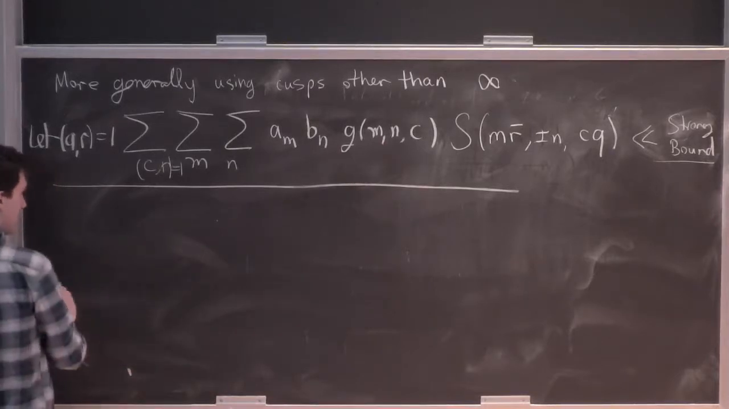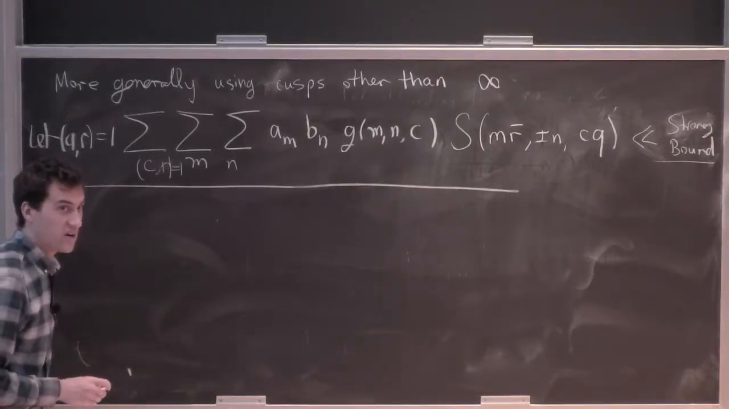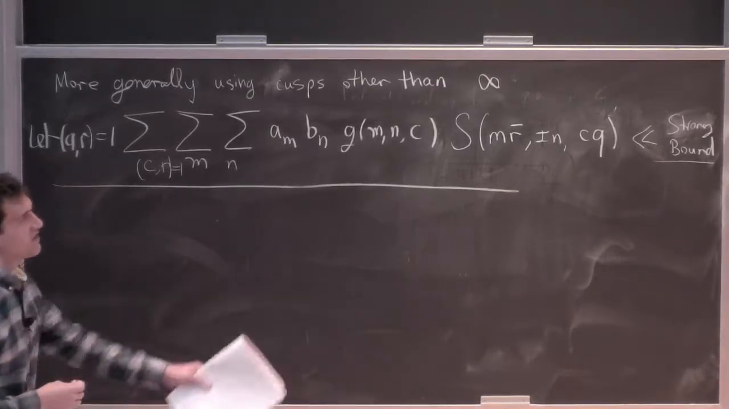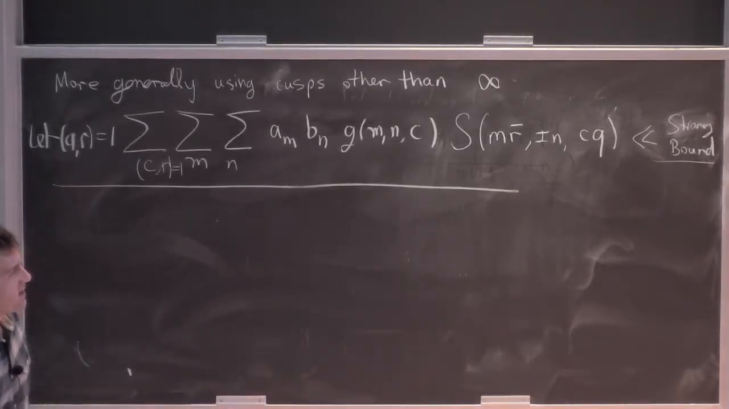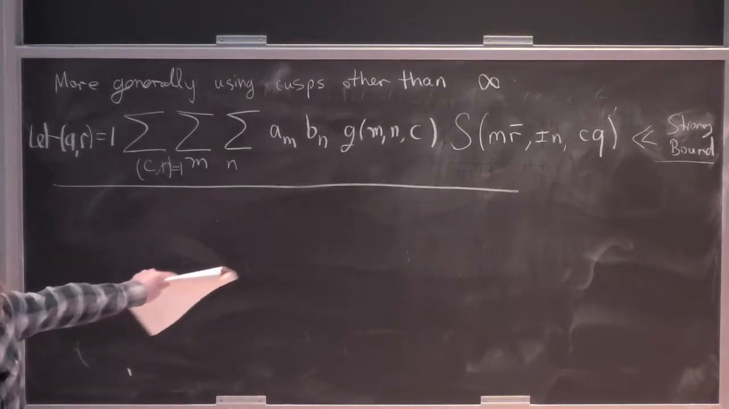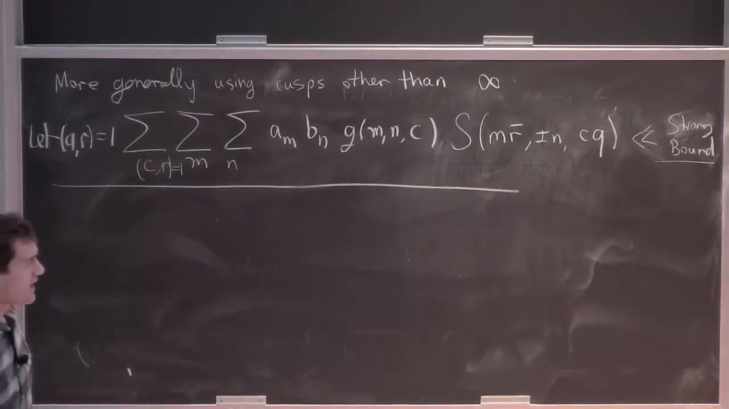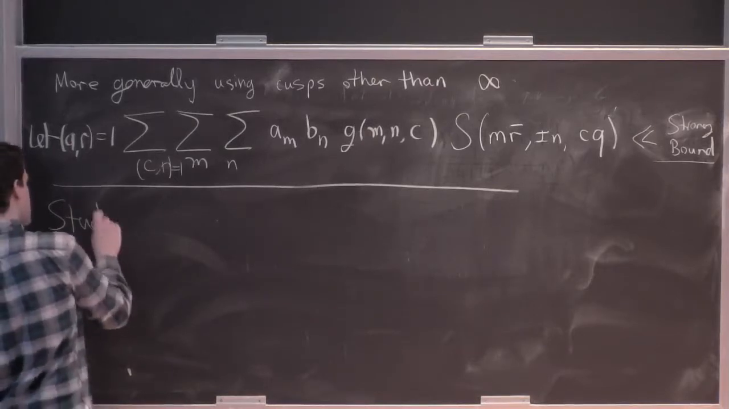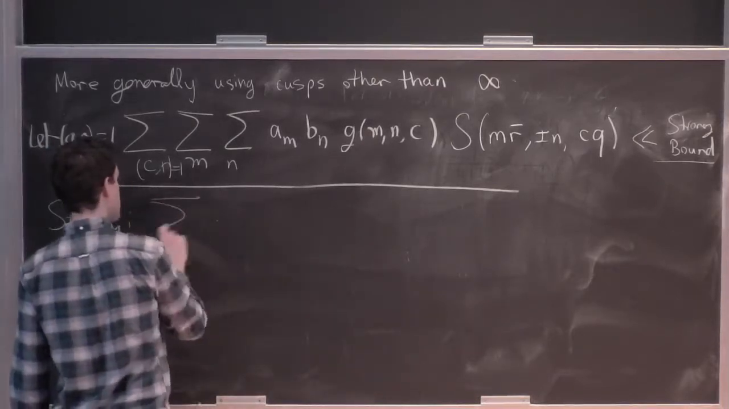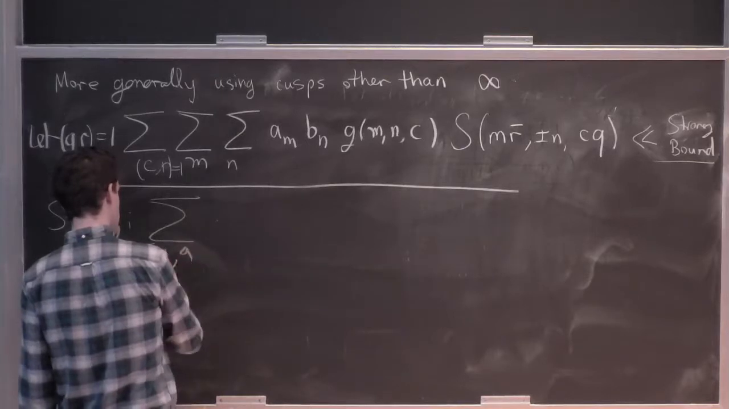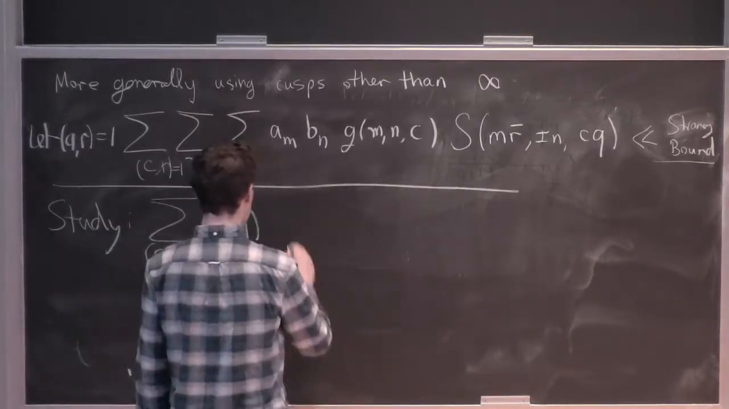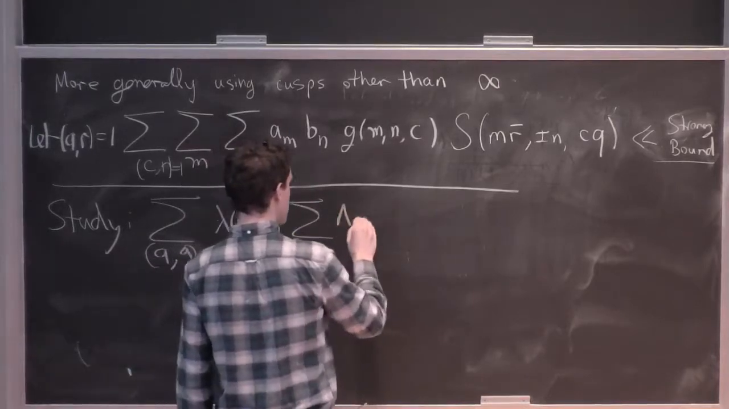So okay, I don't know, let's see what kind of sketch I can give of this. I'm going to be following the paper of Fouvry and Iwaniec. So we want to, of course, study the following thing. So q and a being relatively prime, and then we're going to study the sums of the von Mangoldt function.